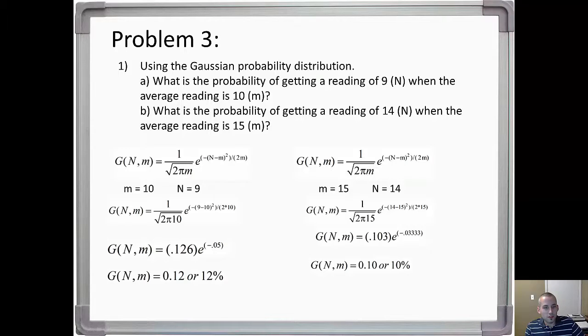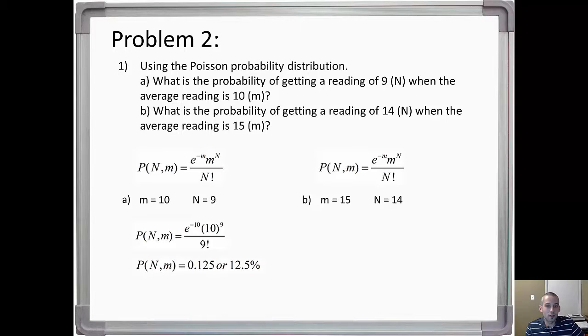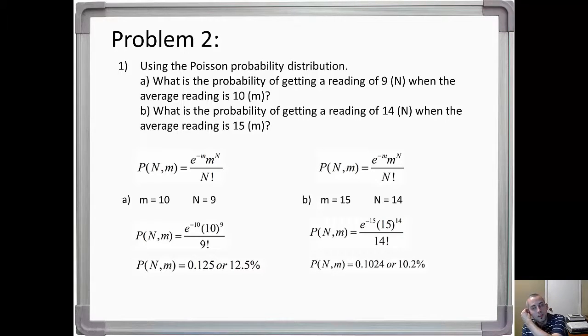Now the other thing to note too is that we're using smaller values here, 9 and 10, and larger values here, 14 and 15. Our answers were 12% and 10%. Let's go back to problem 2 and compare. 12.5% with lower values, and 10.2% with higher. So with higher values, the distributions are closer.